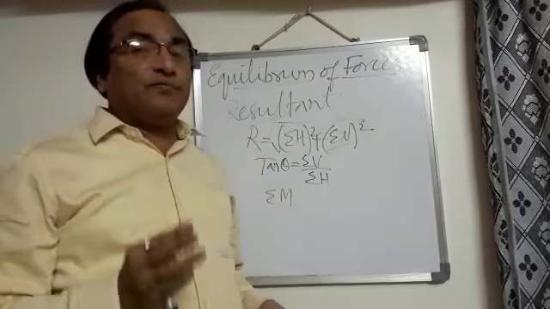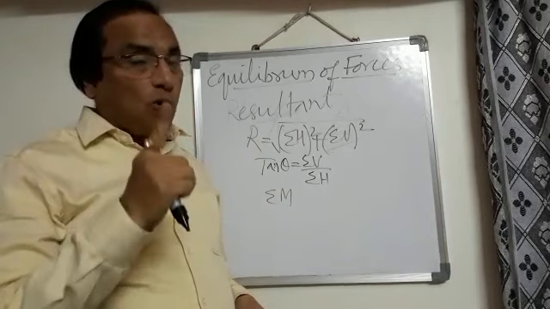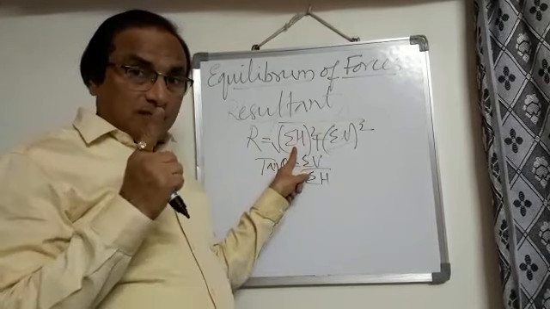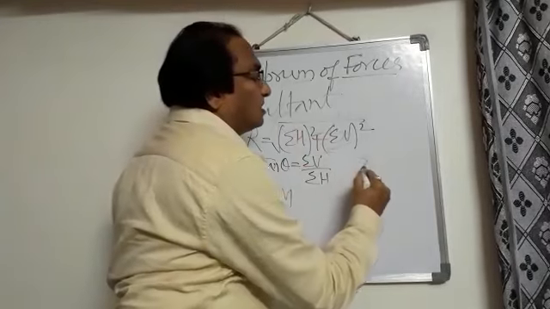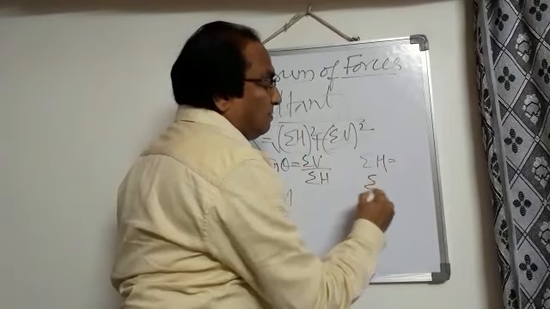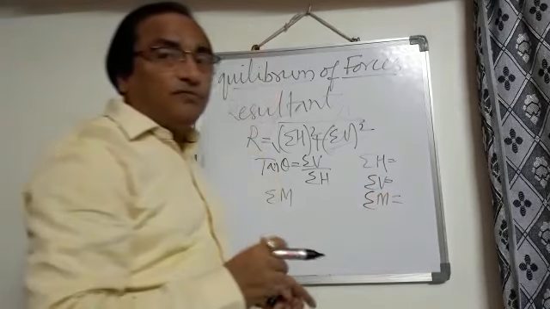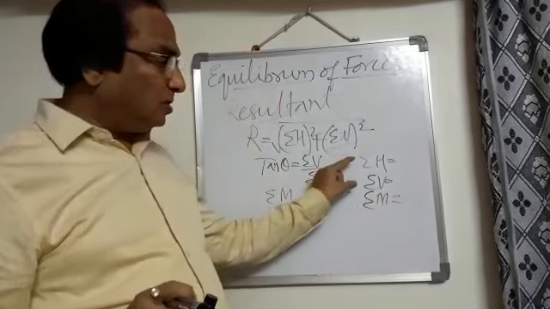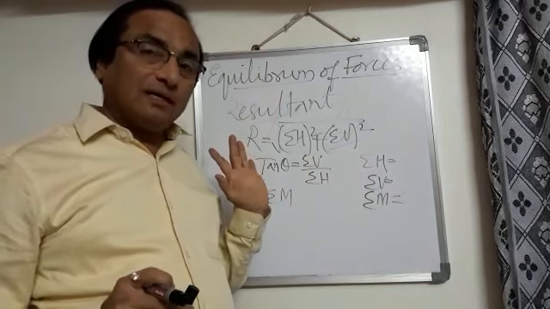So you will have to find out three things to find the resultant of a force system. One is sigma H, two sigma V, and three is sigma M. So sigma H you will have to find out, sigma V you will have to find out, and sigma M you will have to find out. For concurrent only these two are sufficient. For non-concurrent all these three have to be calculated.